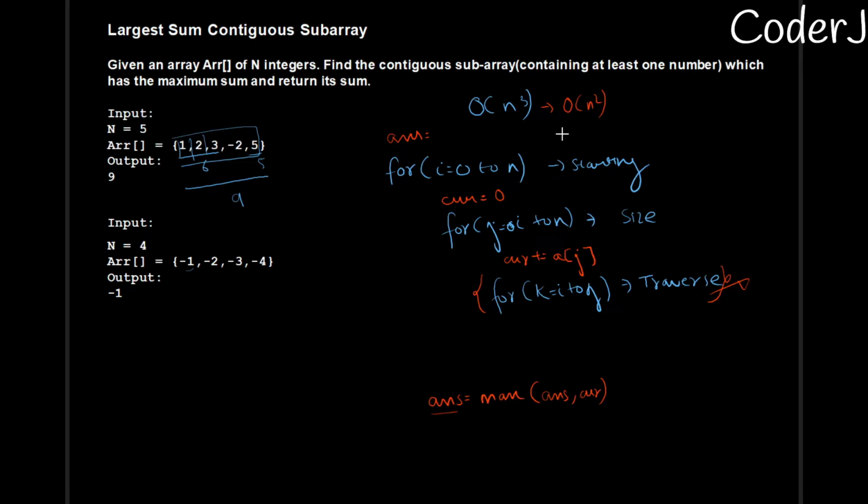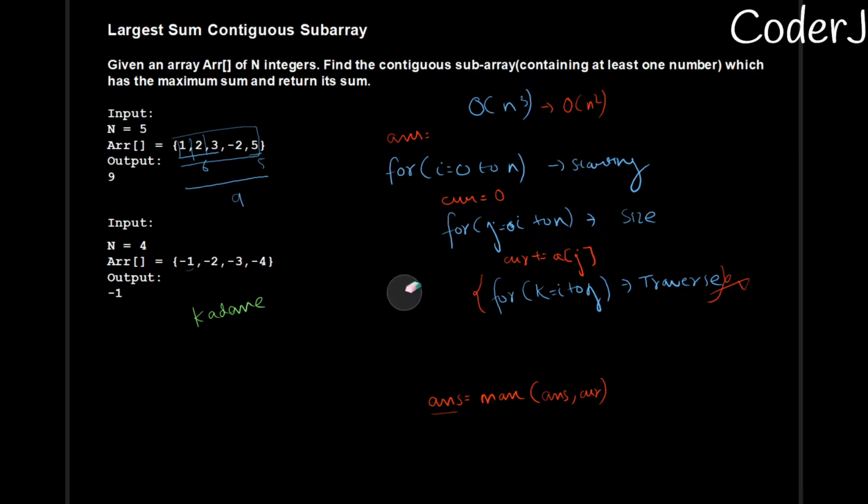Now, can we optimize this a bit more? Because order of n square is definitely a lot less than order of n cube. So can we optimize this a bit more? And yeah, that is when Kadane's algorithm comes into the picture.